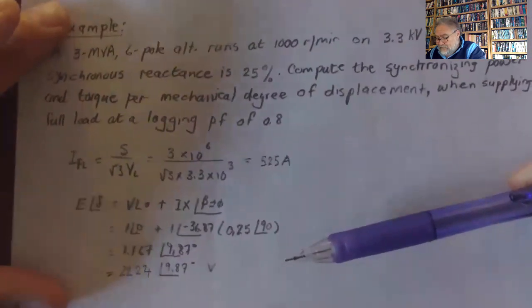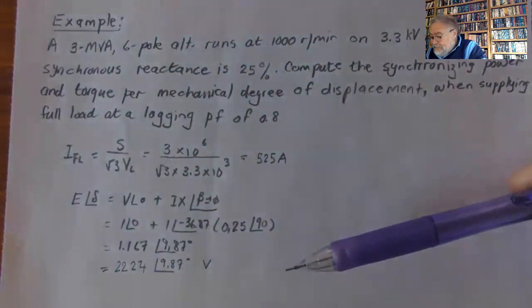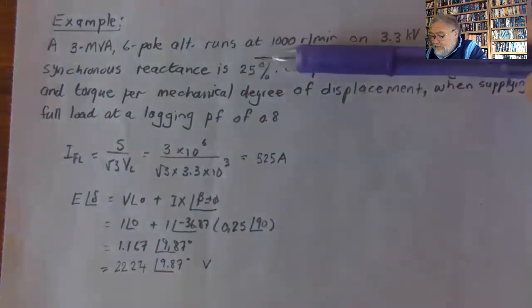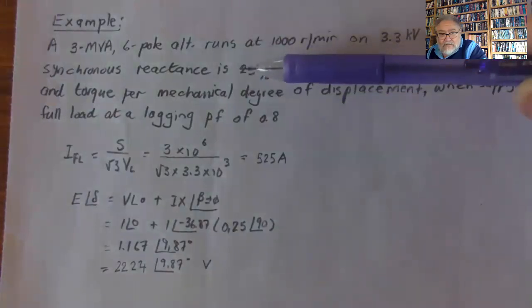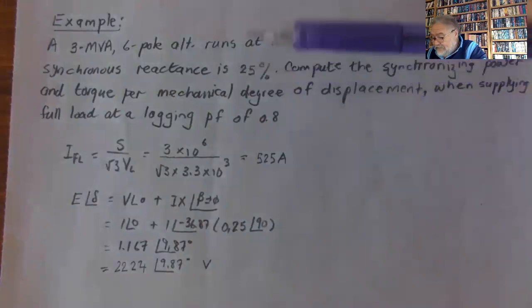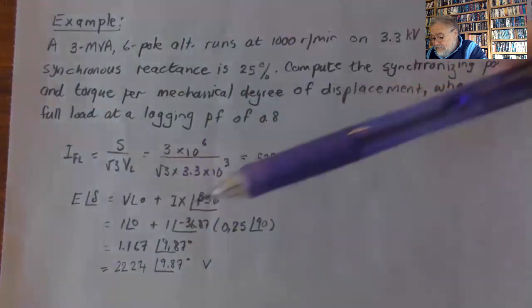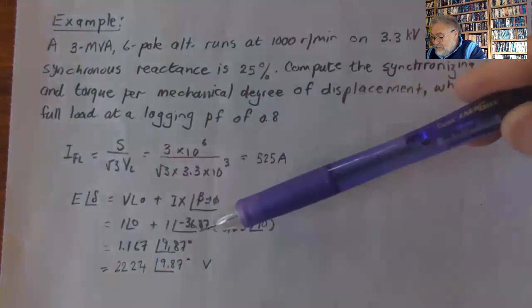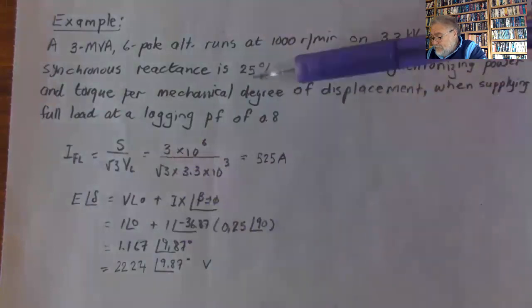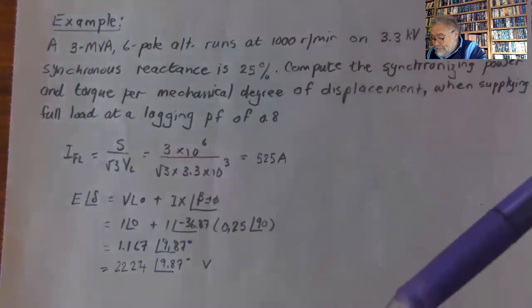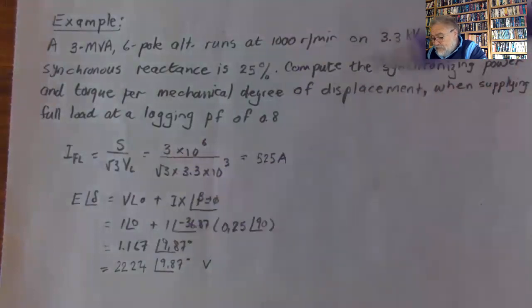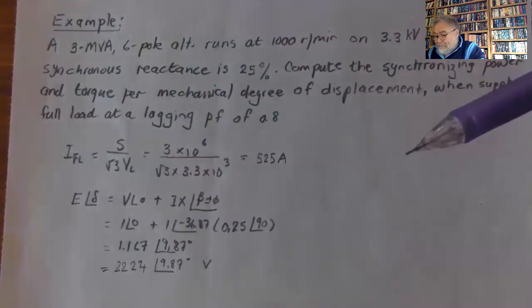Then the induced EMF, because the synchronous reactance is given in per unit or percentage, we have to work in per unit or percentage. Now, per unit then E angle delta is 1 angle 0 plus 1 angle minus 36.87 times 0.25 angle 90. That gives us a value of 1.17 at an angle of 9.87. And if we convert that to actual values, we get 2,224 volts.